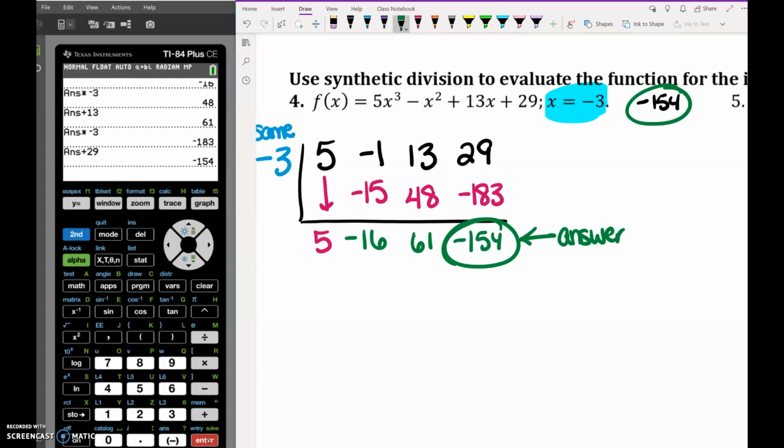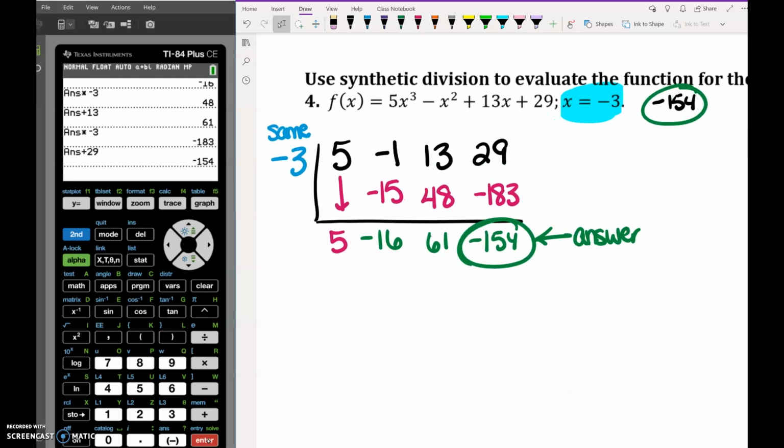Got this? Okay. I am going to do the answer to number 5 and tack it onto the end of this video. So if you're watching the video, feel free to try number 5, pause the video. I'll put the answer up in just a second.